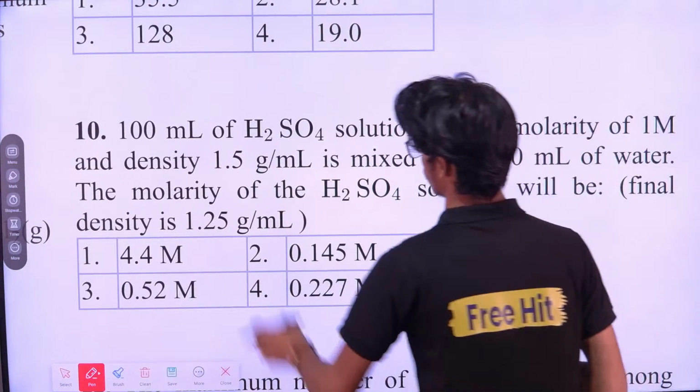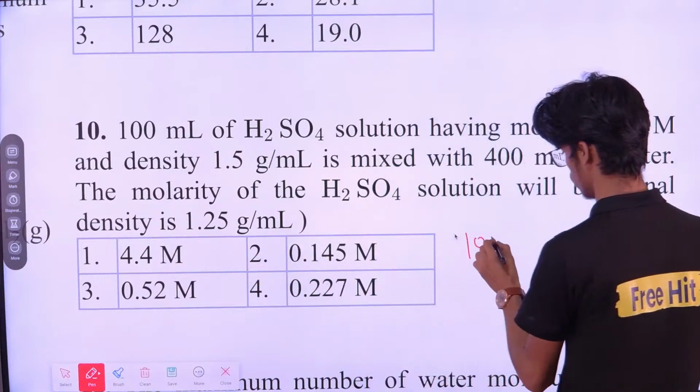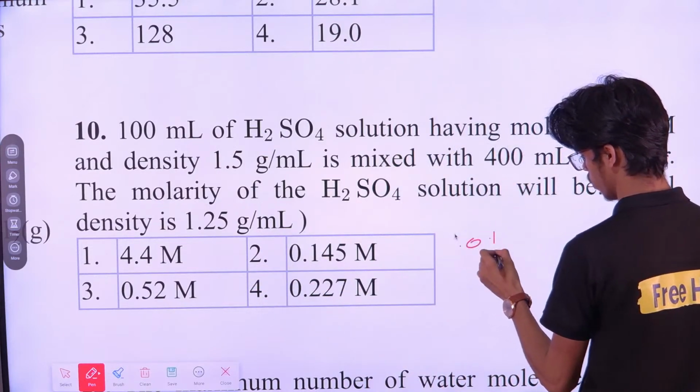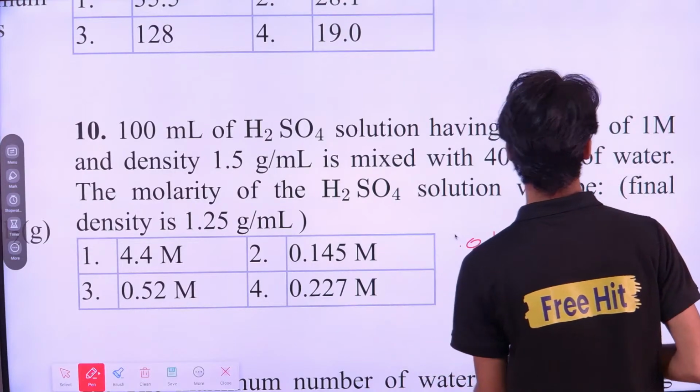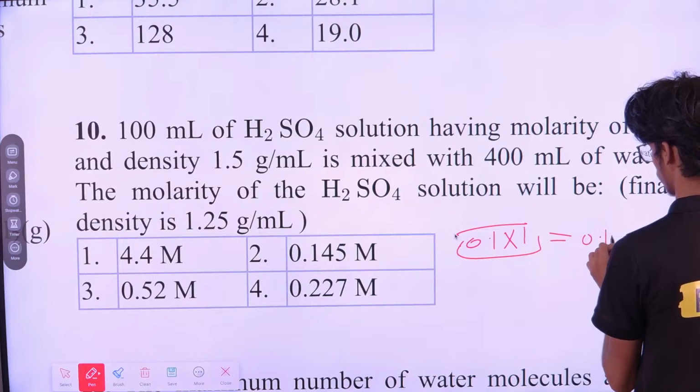So initially, 100 milliliter of H2SO4 solution is there with a molarity of 1 mole. Okay, so 100 milliliter solution means 0.1 liter. Into what is the molarity? 1 molarity. So what is the answer? That is 0.1 moles are there.